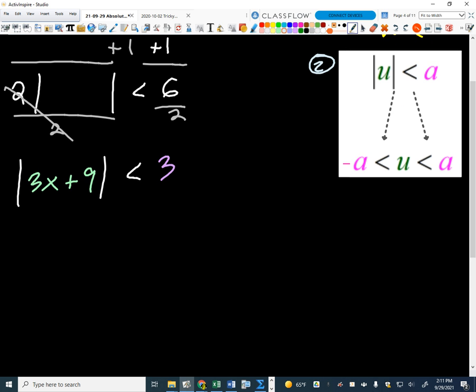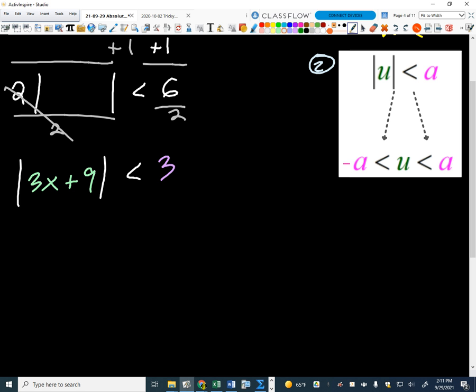I'm going to take my single absolute value inequality, and I'm going to trade it for the compound regular inequality so I can continue doing algebra on it. I can't do any algebra now because this is stuck inside the absolute value. So what goes where? Be brave. What do I do with the 3x plus 9? That's like my u, right?